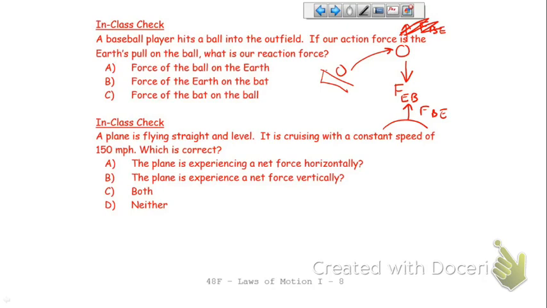Did I just skip a slide? No, I didn't. Okay. So it's got nothing to do with the baseball player hitting the ball. That's just a red herring. Action-reaction pairs. The force of the Earth on my hat is equal and opposite to the force of my hat on the Earth. The force of my hand on your chin is equal and opposite to the force of your chin on my hand. You just get the two objects and reverse them.